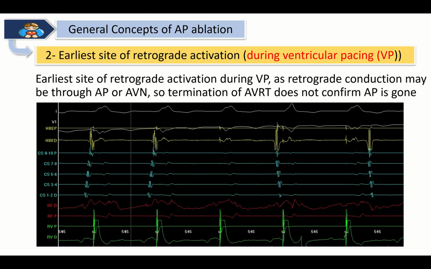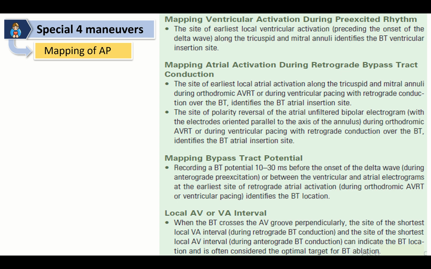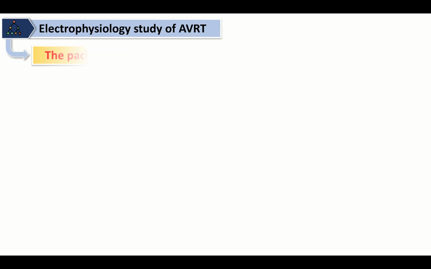We know about this. And during ventricular pacing, we can assess the earliest retrograde A. We will localize where the accessory pathway is, then termination of conduction. And this is all a collection from Brunwell on how to map.